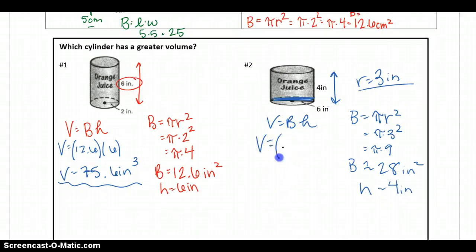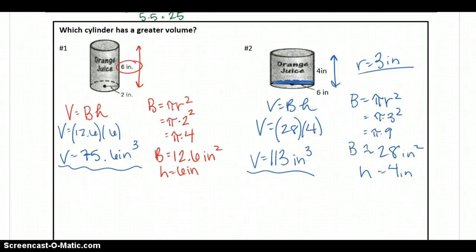So V equals, for the base, I'm going to plug in 28. For the height, plug in 4. And when I multiply that together, I should get a volume of 113, and my units are inches cubed. So, looking at that, even though number 2 is shorter, it does have the greater volume.